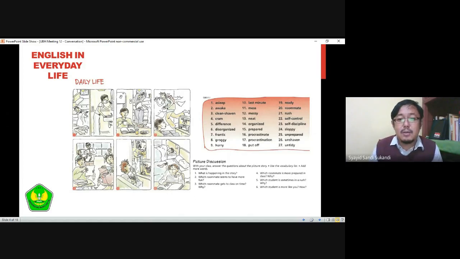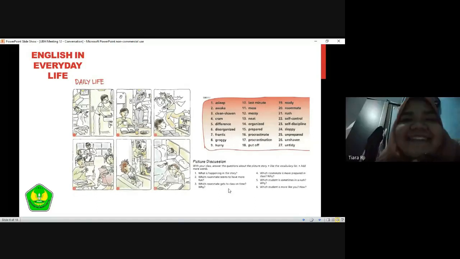We have discussed this before I show you picture discussion. Number one, what is happening in the story? Who can answer this question in one or two sentences? You can say by saying Mr. Yellow is, meanwhile Mr. Blue is. Okay, who can try? Siapa yang bisa jawab? Let's try. Say your name and try to answer the question with your own words.